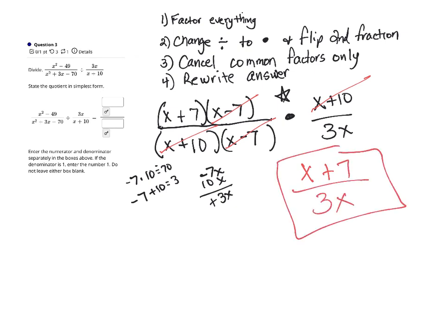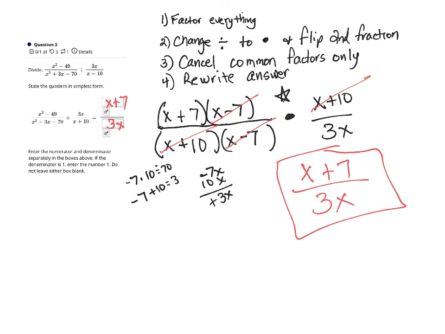Now do not cancel the x's, because up top is a binomial, on bottom is a monomial. In the monomial, it's 3 times x. Up top is x plus 7. So you cannot cancel them. This would be our answer. Oh, and they want this one in separate boxes also. So x plus 7 and 3x.